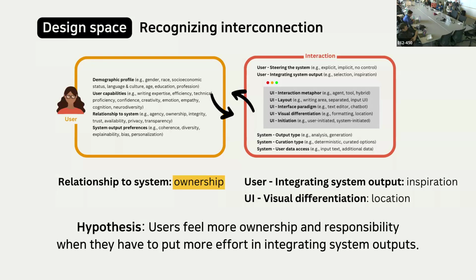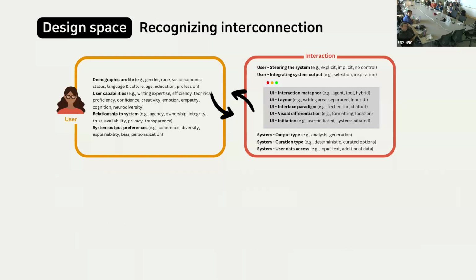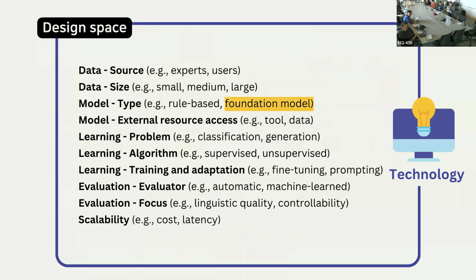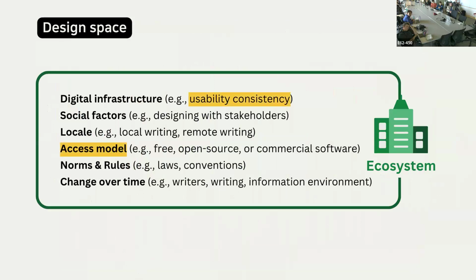So based on this kind of interconnection, you could form a hypothesis, and here's an example: users feel more ownership and responsibility when they have to put more effort into integrating system outputs. So I think there's a lot of fun things that one can explore by connecting these dots and thinking about what are the dimensions that can affect the interaction, or vice versa. And we are out of time.